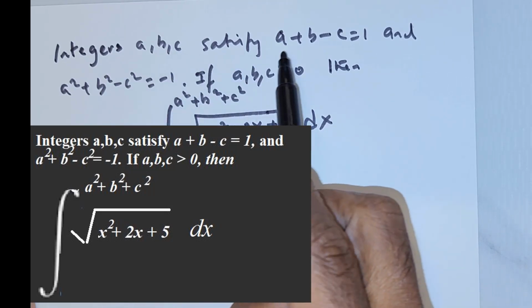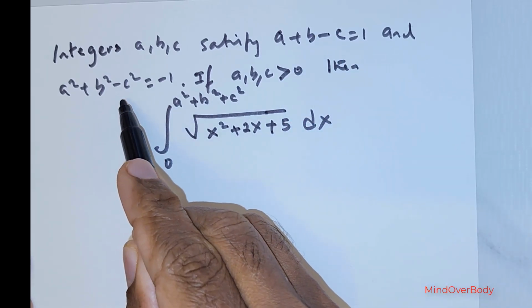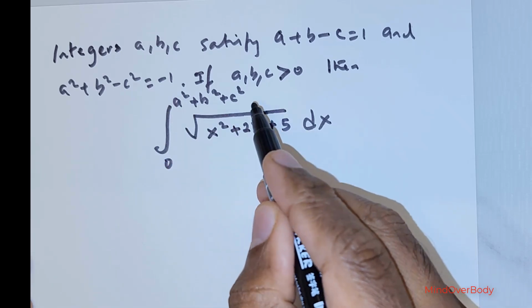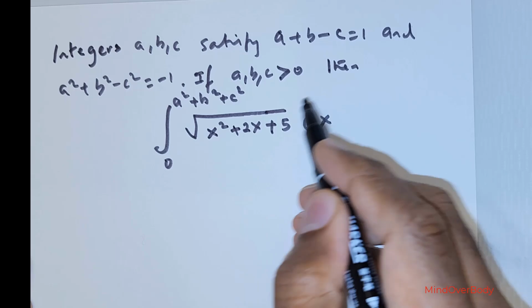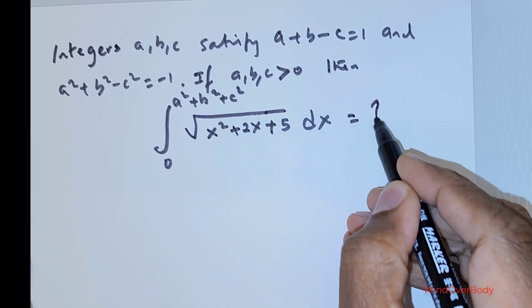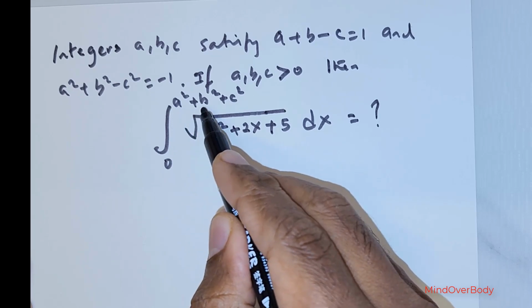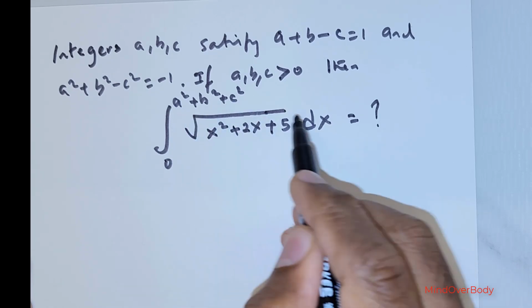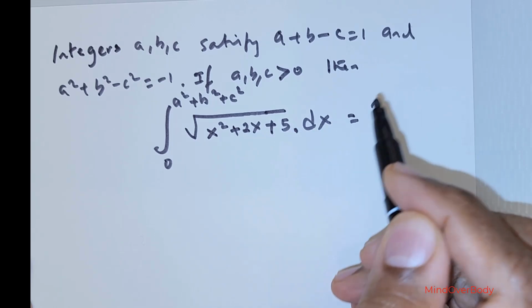We've been given this question. Integers a, b, c satisfy a + b - c = 1 and a² + b² - c² = -1. If a, b, c are all greater than 0, then we are expected to evaluate and obtain the value for this integral: the integral from 0 to a² + b² + c² of the square root of x² + 2x + 5 dx.